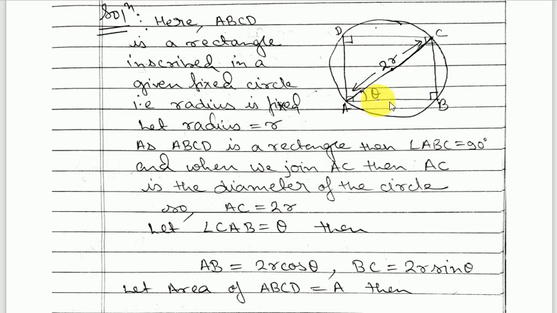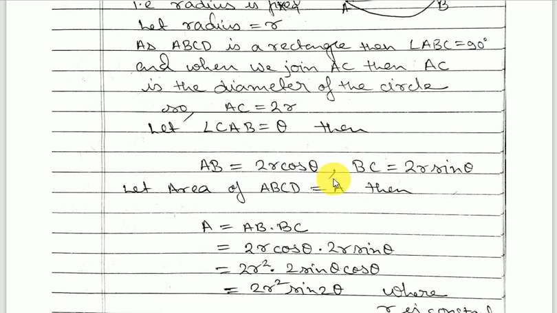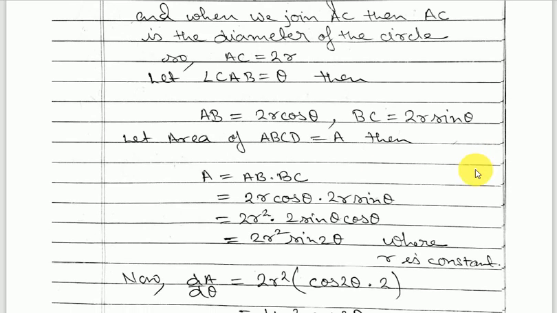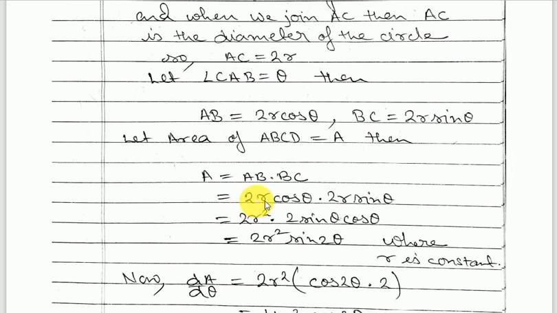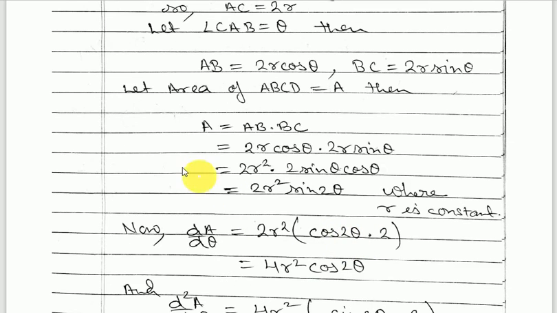Here r is fixed and theta is variable for us, so we will write AB in terms of theta and BC in terms of theta. Here ABC is a right angle triangle, so AB is 2r cos theta and BC is 2r sin theta. So the area of this rectangle will be AB into BC, that means 2r cos theta into 2r sin theta, that means 2r square into 2 sin theta cos theta. So I get 2r square into sin 2 theta. So I got area in terms of a single variable.